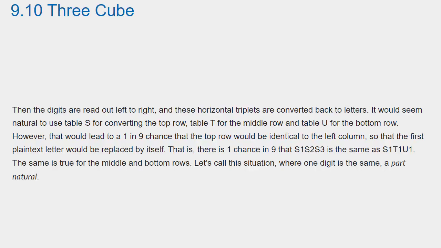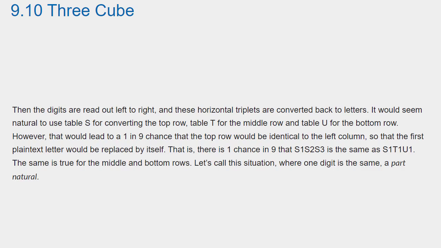Like trifid, 3 cube begins by writing the 3-digit triplet for each letter vertically beneath it. The 3 digits for the first letter are taken from substitution table S, the 3 digits for the second letter are taken from table T, and the 3 digits for the third letter are taken from U. The pattern is shown here and illustrated by the trigram fly. Then the digits are read out left to right, and these horizontal triplets are converted back to letters.